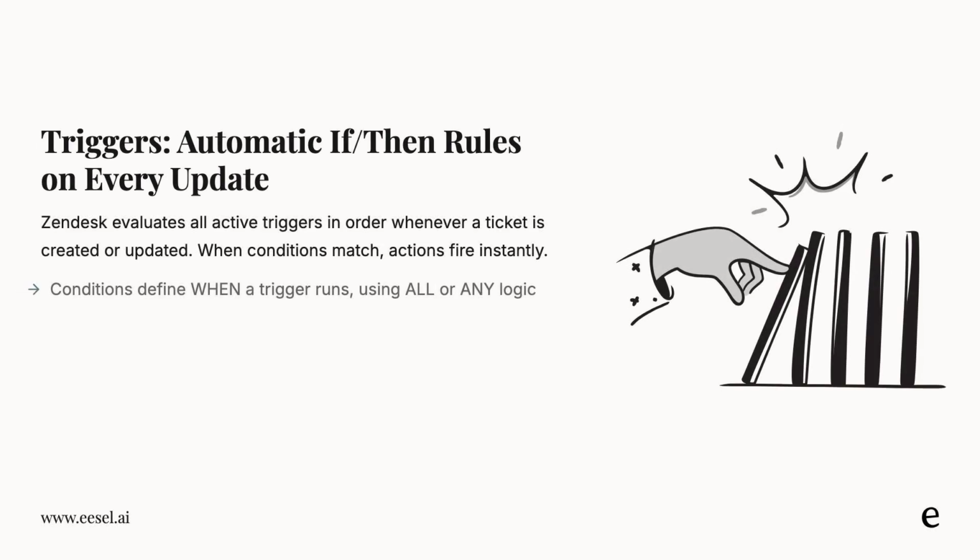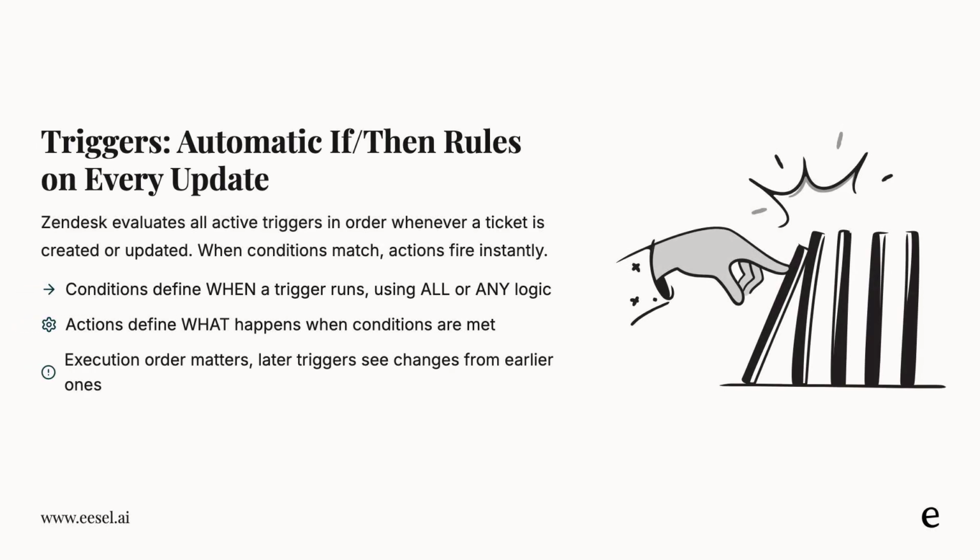Triggers are automatic if-then rules that run on every single ticket update. Zendesk checks all active triggers in order, each one evaluating its conditions. If everything matches, actions fire immediately. The ordering is critical because later triggers see any state changes made by earlier ones.